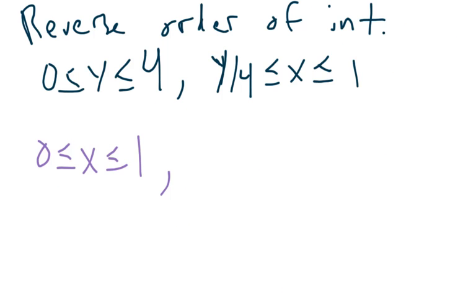That means we're going to have 0 ≤ y ≤ 4x. Now this still describes the same region, so the area of the region stays the same.